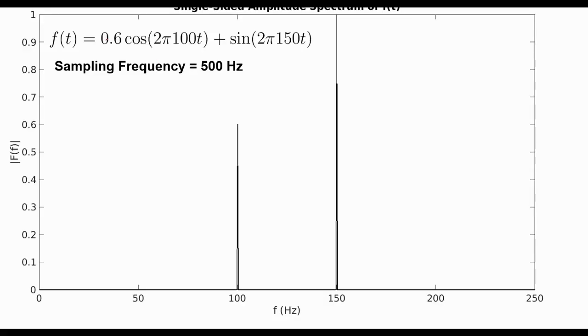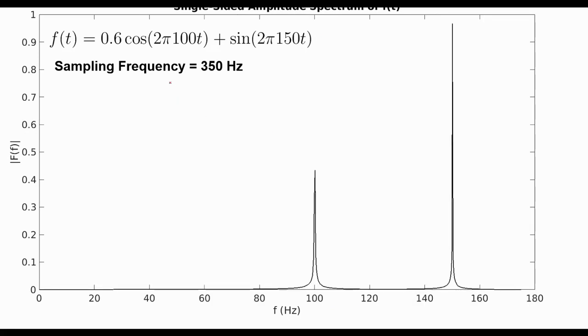So again, we have a continuous signal, 0.6 times cosine 2 pi 100t plus sine 2 pi 150t, that is, a signal with 100 and 150 hertz components. First, if we take a sampling frequency of 500 hertz, as we've seen previously, then clearly we get the amplitudes correct and the frequencies that correspond to the true frequencies in the signal. That's because my sampling frequency is greater than 300 in this case, that is, twice the highest frequency component in the signal. Now let's see what happens if we choose a sampling frequency of 350 Hz.